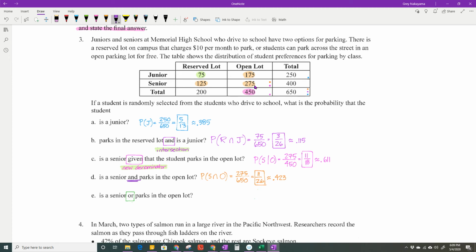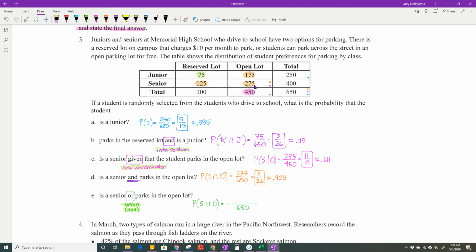Okay. The last one is an or. And remember from what we just talked about, the or statement is the union. And that is when I add. Okay. So when I add, again, I'm going to put my notation, which is my U. So that's the probability of a senior or open lot. Okay. I don't have the word given. So my denominator is still 650.